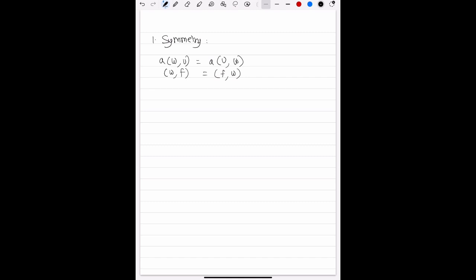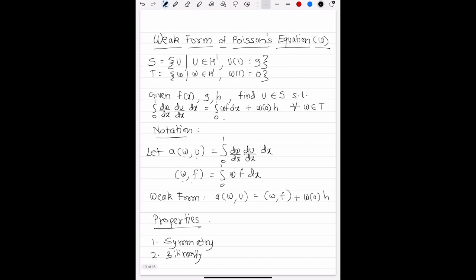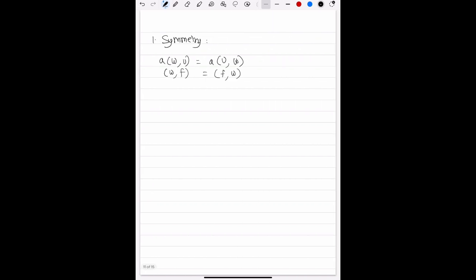Now why is that true? Let's have a look at the definition of a of w, u. In this expression, if we interchange w and u, since we're just multiplying them together, the integral won't change. And so obviously a of w, u is equal to a of u, w. Similarly, in the second expression, if we interchange w and f, since we multiply them, the integral doesn't change, and hence (w, f) is equal to (f, w). So that's why the symmetry holds true.